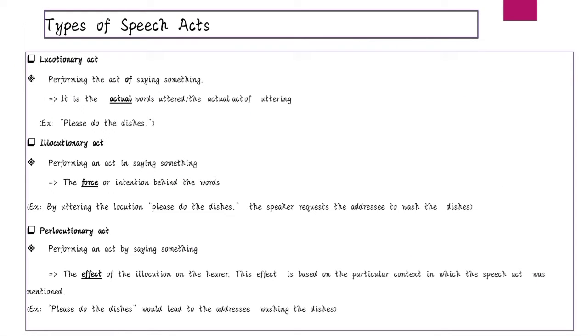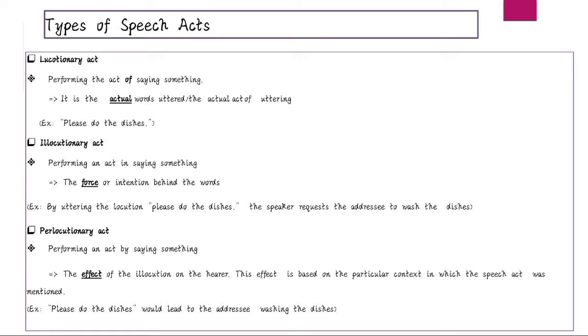Types of speech acts. Locutionary acts, performing the act of saying something. It is the actual words uttered or the actual act of uttering. Example, "Please do the dishes." Illocutionary acts, performing an act in saying something. The words or intonation behind the words. Example, by uttering the locution "Please do the dishes," the speaker requests the addressee to wash the dishes.